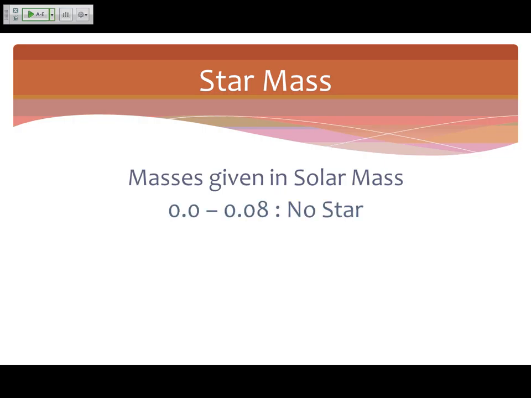Given masses in solar masses. So all these masses are in solar masses. I didn't put the units on there. So if you are from 0 to 0.08 solar masses, then you do not create a star. What do we call the result of that thing? A brown dwarf. So that doesn't undergo fusion. It never creates a star. We give that the name of brown dwarf.